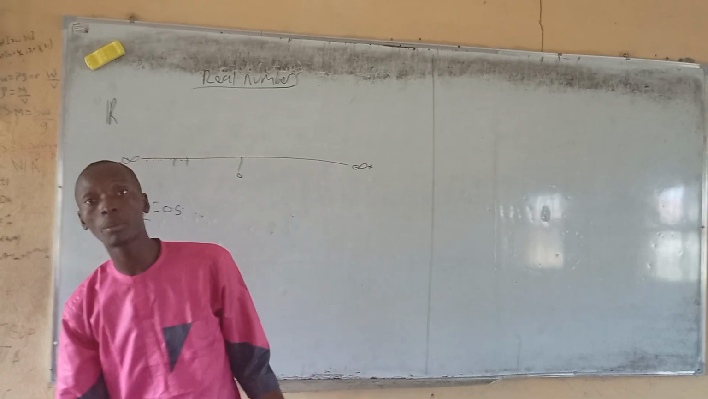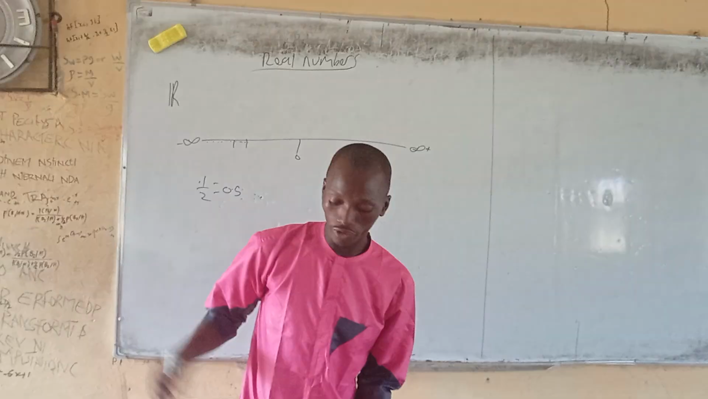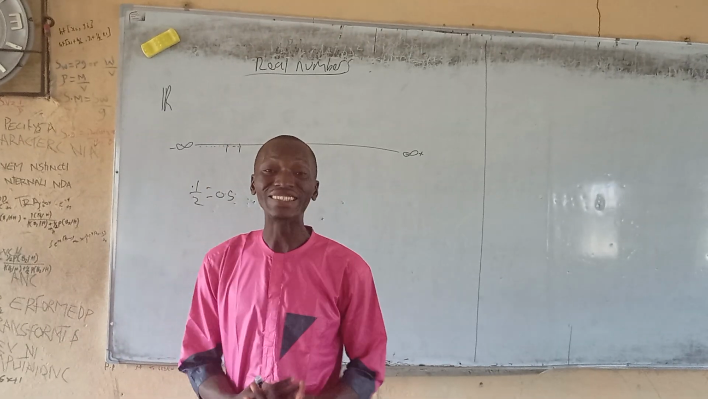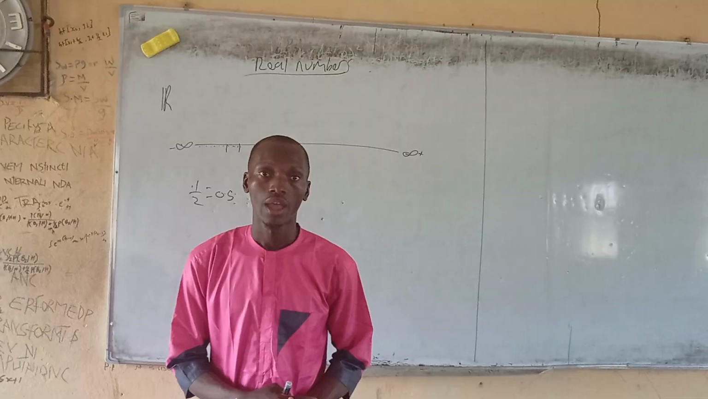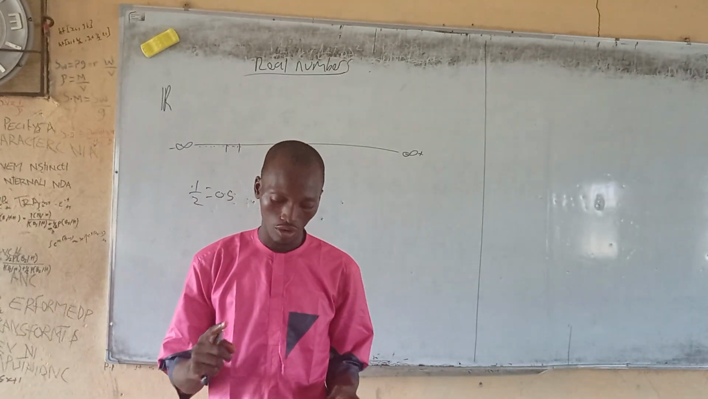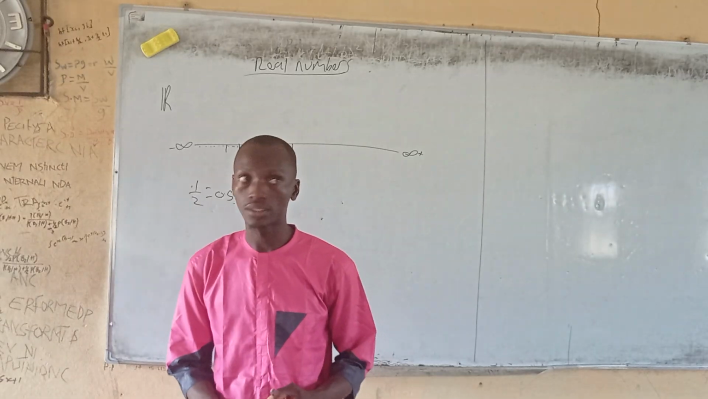Now we have the properties of real numbers. We have the algebraic properties, the order properties, and the completeness properties. I say it again: the algebraic properties, the order properties, the completeness properties.